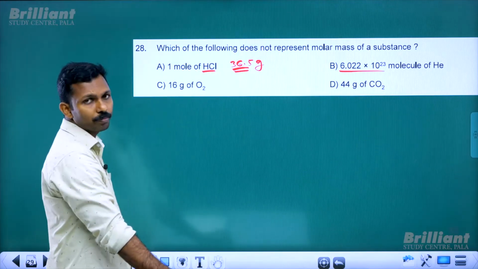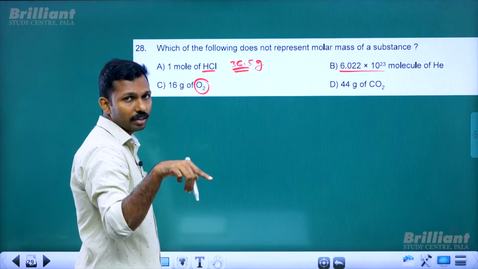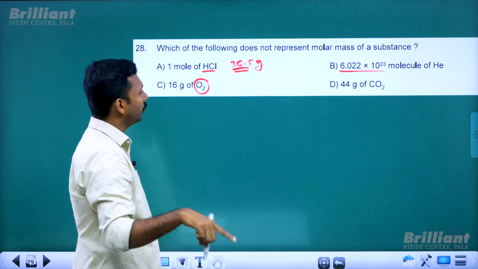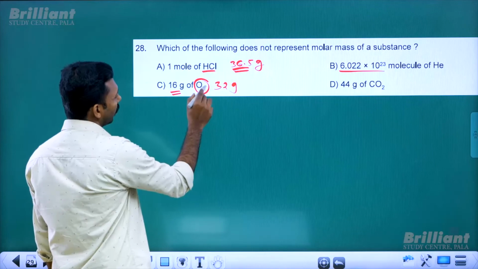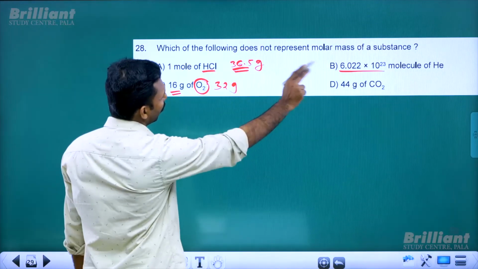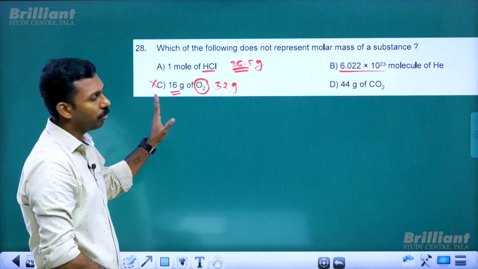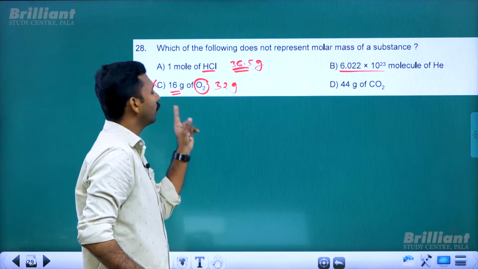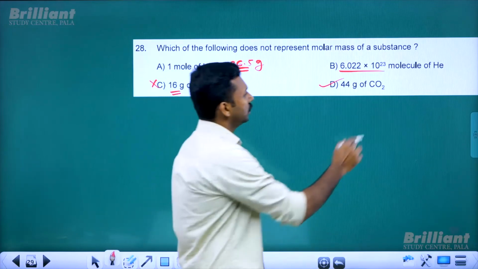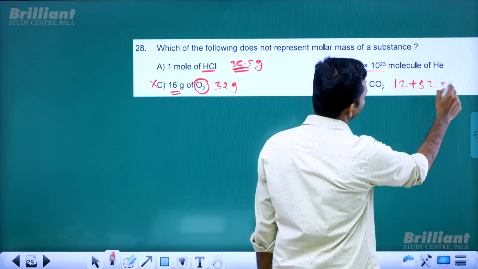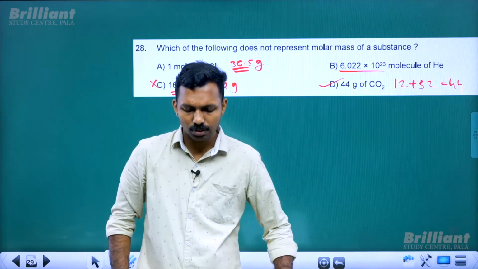16 gram of O2. We know that this is in molecular form. Oxygen is having 16 gram as atomic mass, but O2 is having 32 gram. So molecular mass of oxygen is 32. So molar mass should be 32. So as it is given as 16 gram here, C option may not be correct. So our answer option will be C here. 44 gram of carbon dioxide, that is correct. 12 plus 32, right? That is equal to 44. Correct. So answer option for the 28th question is what?